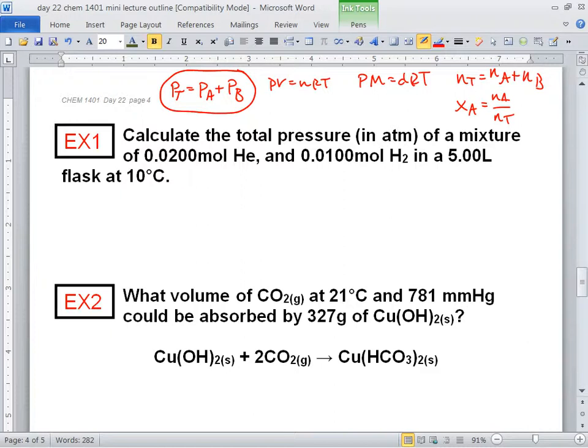That's the hard way. That will work, and you will get the right answer. What's a little bit easier way? What's a little bit easier way?